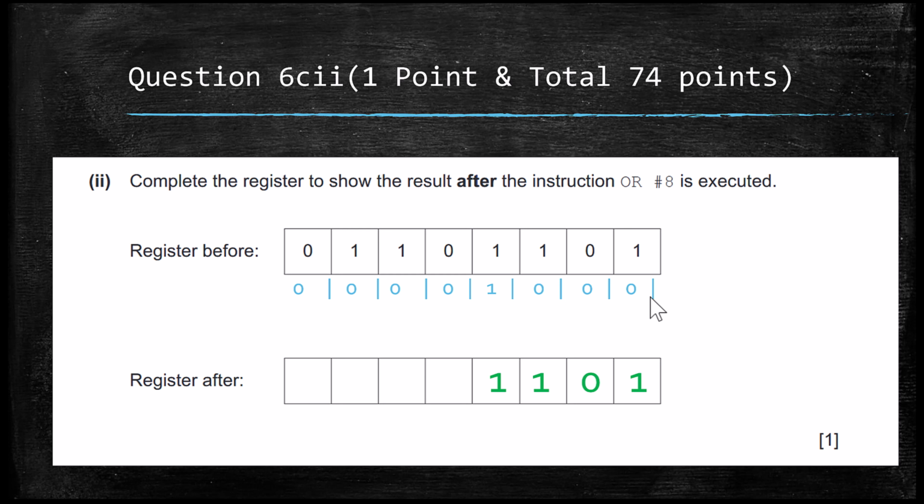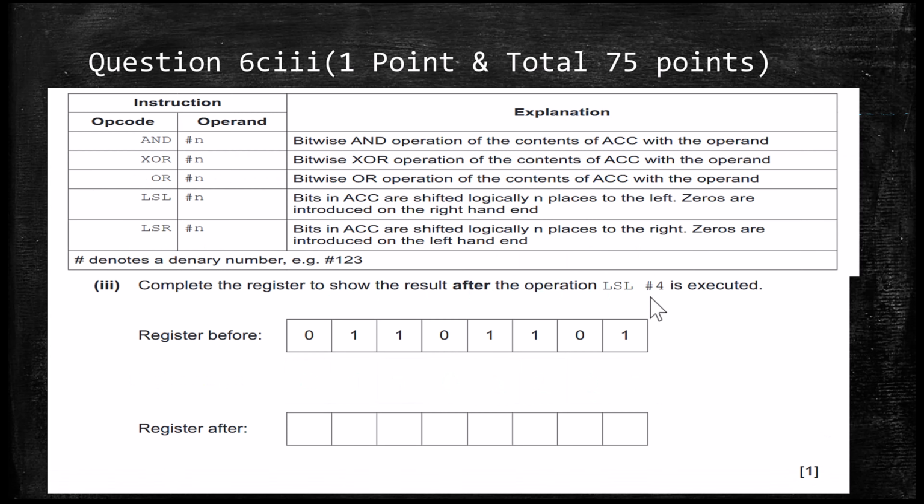What about 0 or 0? That's a 0. What about 1 or 0? We have it 2 times in a row, so that's going to be 2 ones. What about 0 or 0? That's going to be a 0. That is the new updated register after we ran the instruction OR number 8. That brings our total to 74 points. We're now going to show Cambridge we just got a perfect score by doing this one.